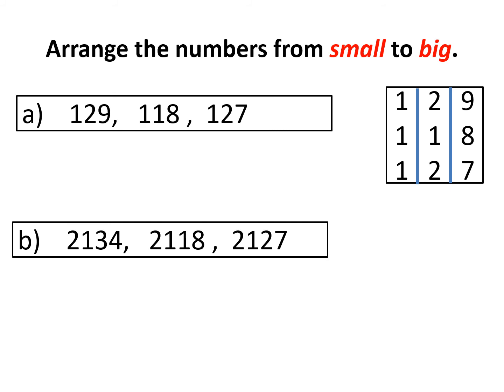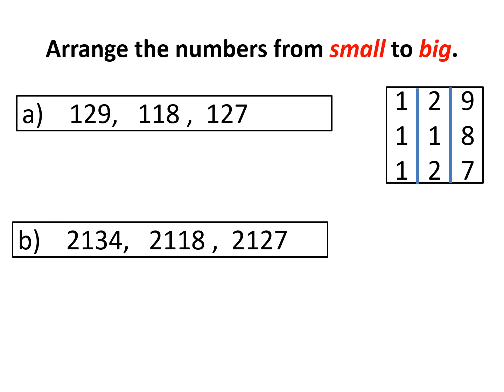First line, you can see that they are all number 1 from top to bottom. They are the same. So don't mind that. Now you look at the second line. Second column, the numbers are 2, 1 and 2. Look, 1 is the smallest number there. So you cancel that one, 118. You don't use it anymore, because that one is the smallest already.